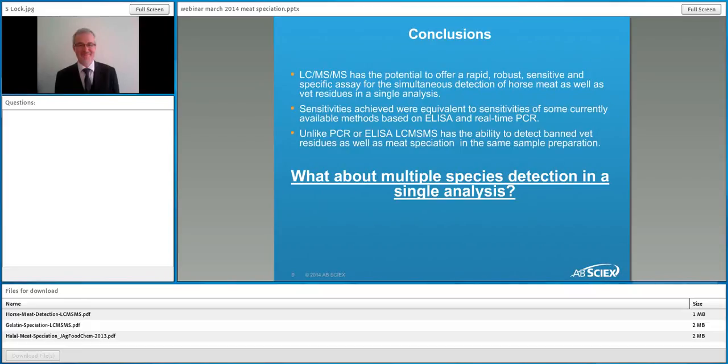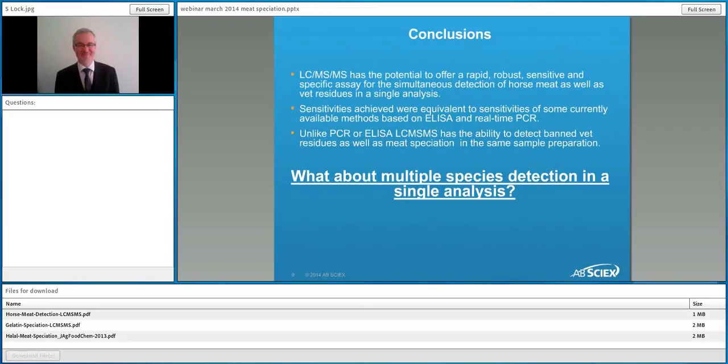And in the same method, we managed to achieve sensitivities which are at the level of current ELISA and PCR testing and legislation. So we believe we have a method now which is capable of detecting horse meat from the protein markers as well as the banned drug, the banned analgesic bute, in the same analysis.